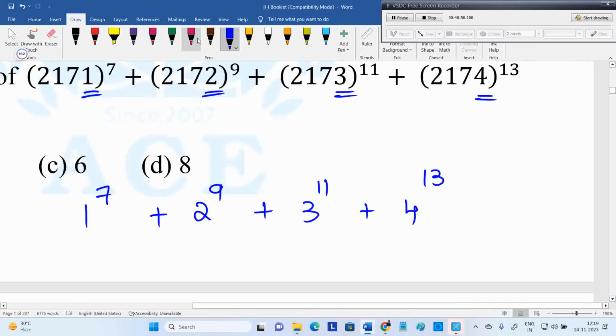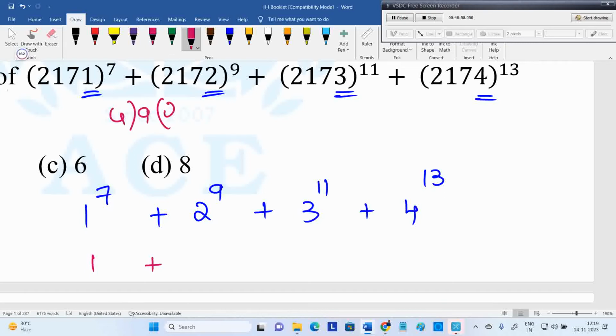So 1 power 7 is nothing but 1. Sir, I know 2 power 9, or else divide 9 with 4, we'll get remainder 1. 2 power 1, or 2 power 9 is 512. You know, units place is 2 only. 11 also divide with 4. 4 times 2 is 8, 3 times means 12, we'll get more than that. 4, 2 times 8, we got 3 remainder.